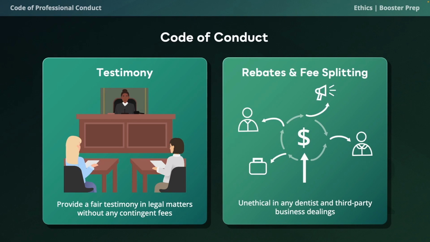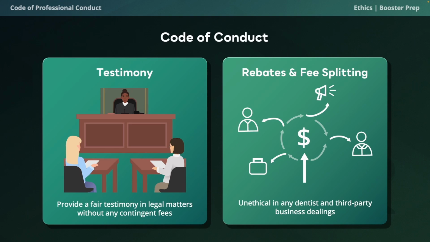And the last concept we are going to discuss under the principle of justice concerns rebates and fee splitting, which are both unethical in any dentist and third-party business dealings. Let's quickly talk about the difference between the two. Rebates are essentially refunds or price reductions that a customer receives only after they have bought the product. Fee splitting is when you provide a portion of the treatment fee collected to the person who referred you the patient. In essence, you give them the money and they refer a patient to your office.